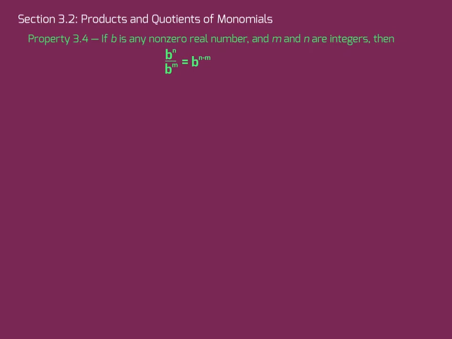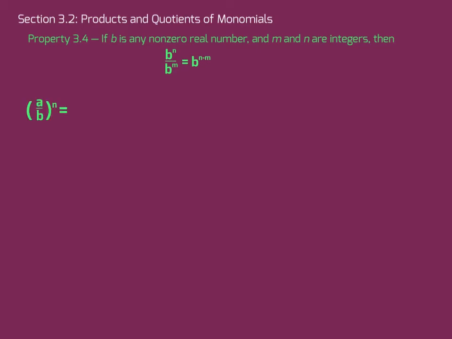Our next property is property 3.4. This property says if b is any non-zero real number and m and n are integers, then b to the power of n divided by b to the power of m equals b to the power of n minus m. Again, take a second, pause the video, try to prove this, and check with the proof in your textbook.